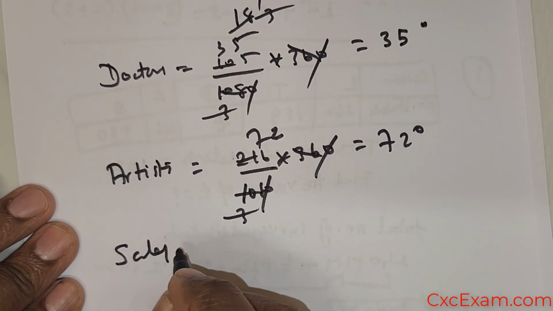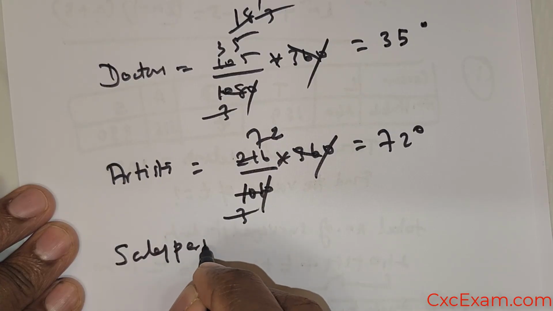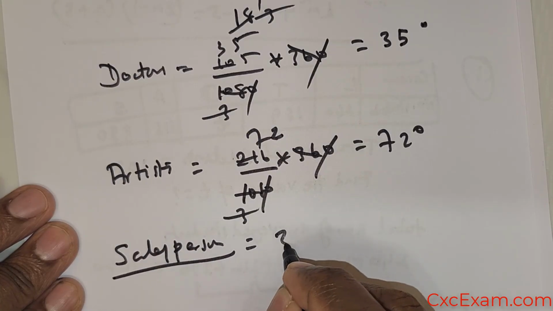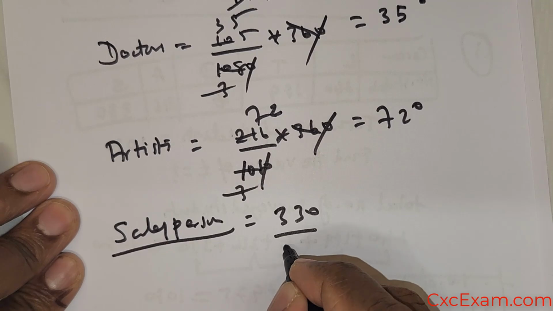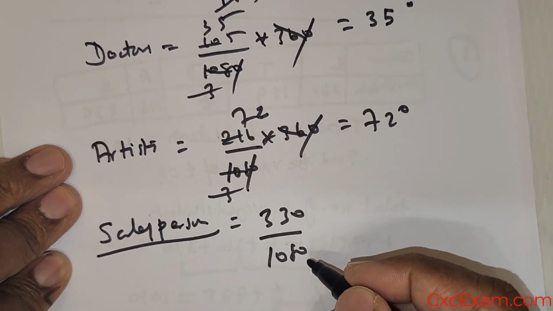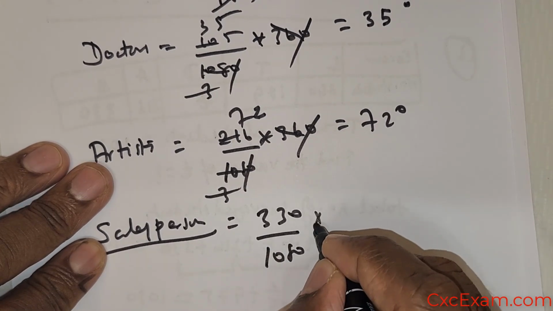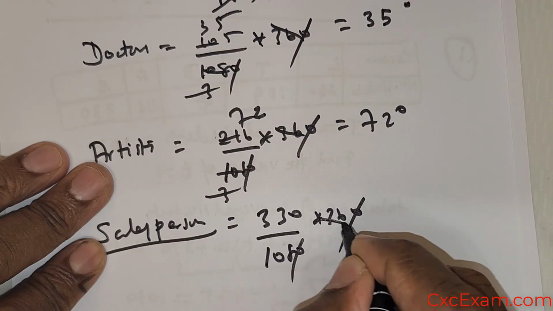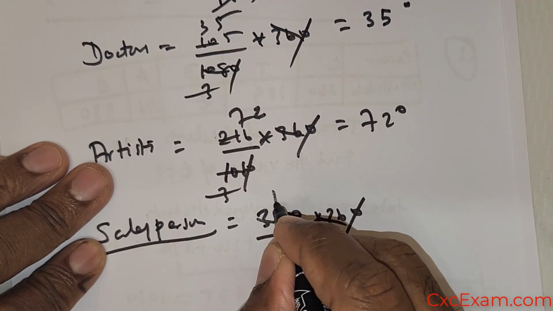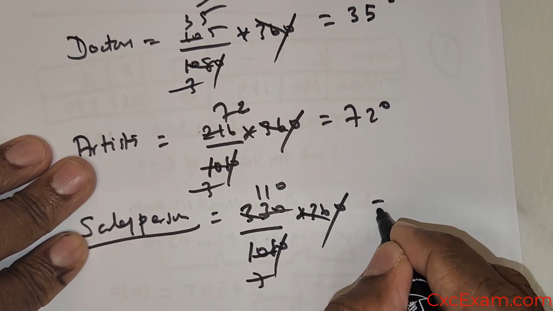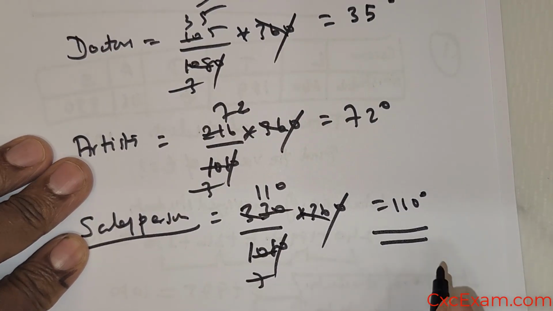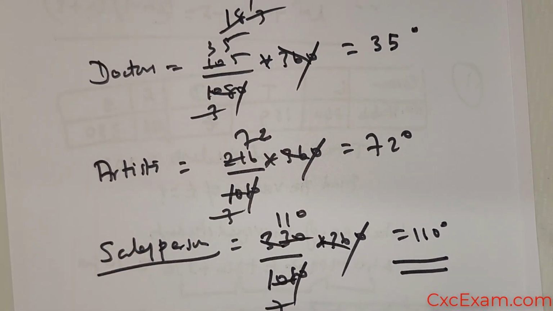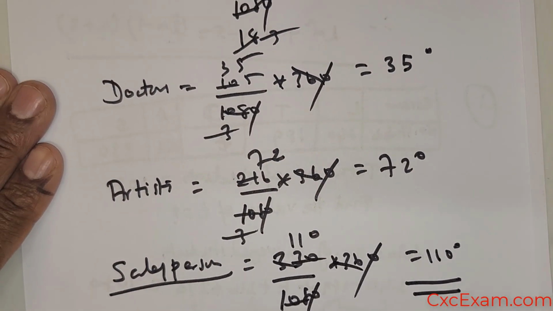And salespeople, a very important profession. How many are there? 330 students. So it's a very intelligent move. 330 divided by 1080 times 360, and this one is going to be 3. This is going to be 110 degrees. So this is the largest part in the pie. That completes the solution for this question.